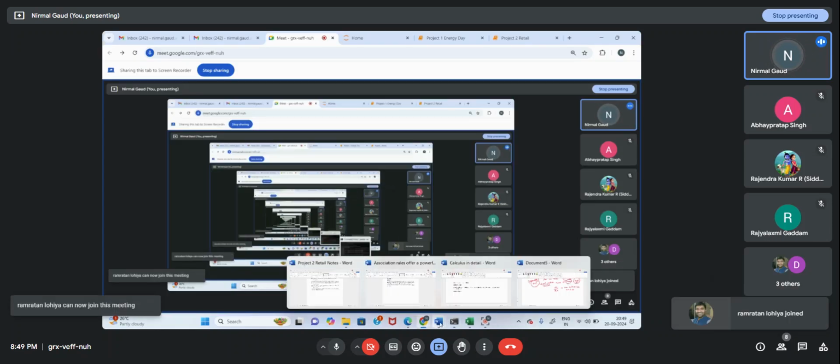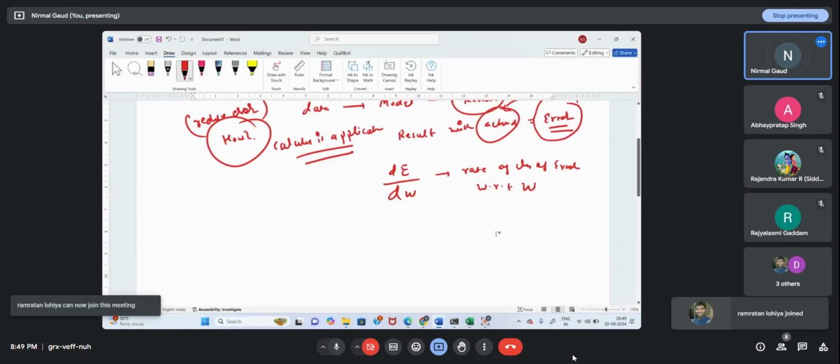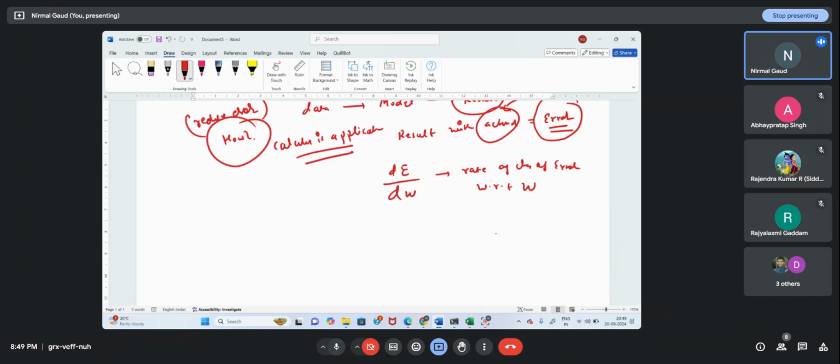Rate of change of error with respect to weight. Why will I do this? Again, the question is why? What's the reason? See, because you are modifying weight. You are modifying weight. For example, now again check.